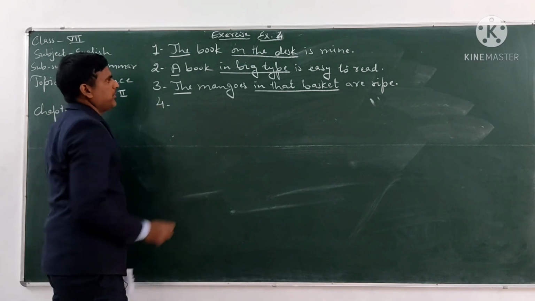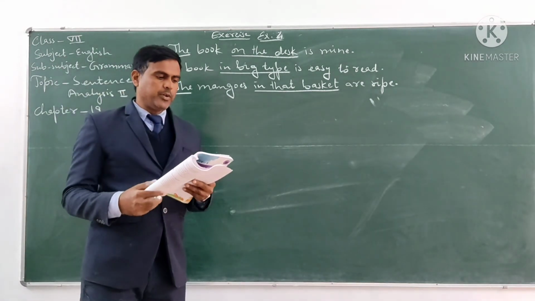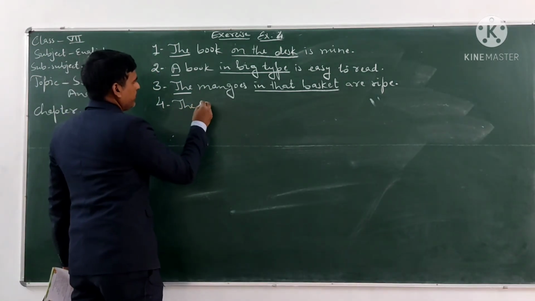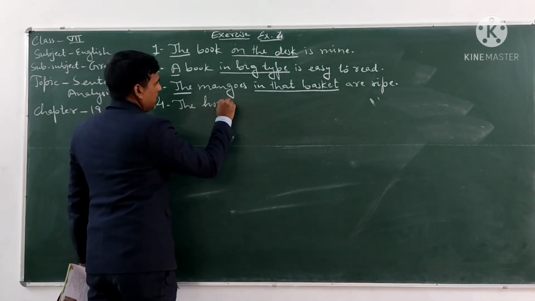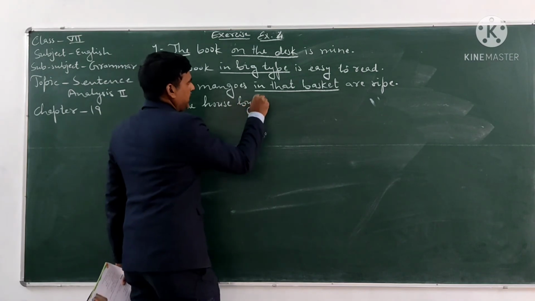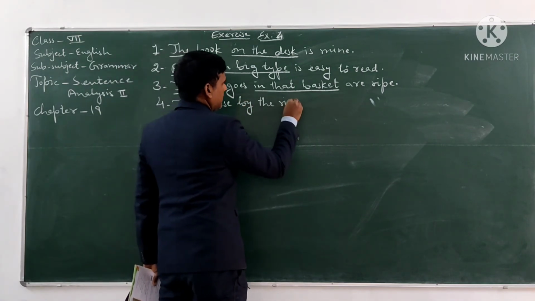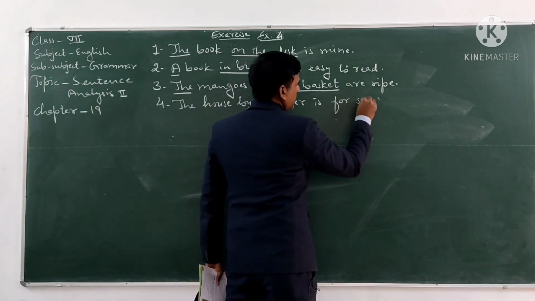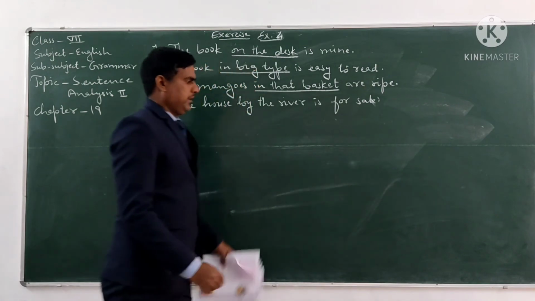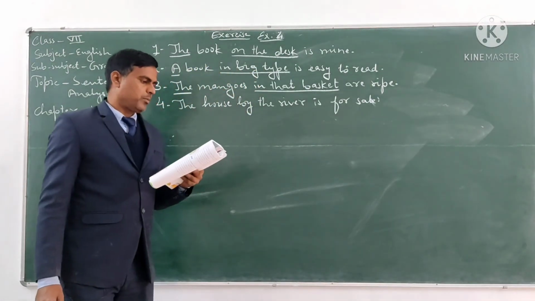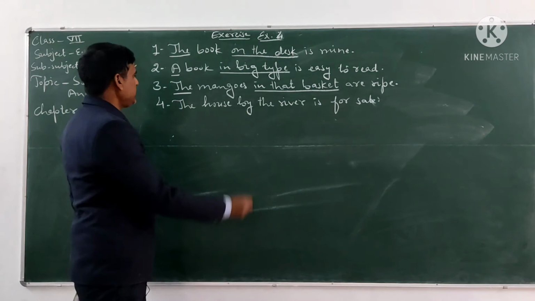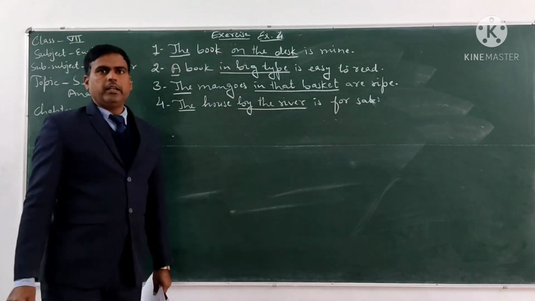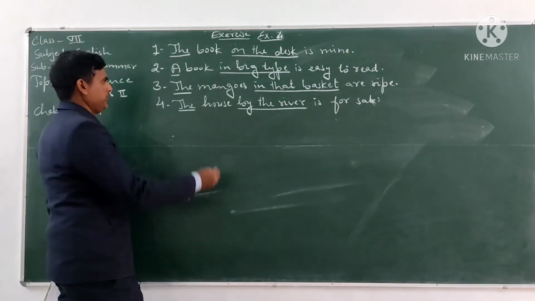Now see sentence number 4. Sentence number 4 is, the house by the river is for sale. In this sentence, the and by the river are the enlargements of the subject.